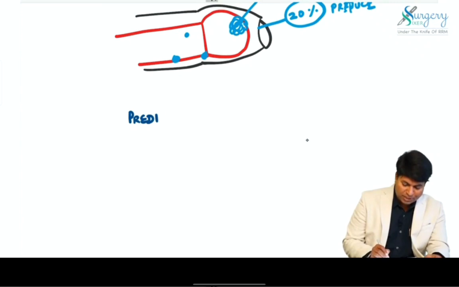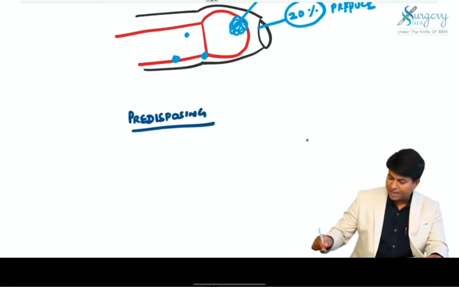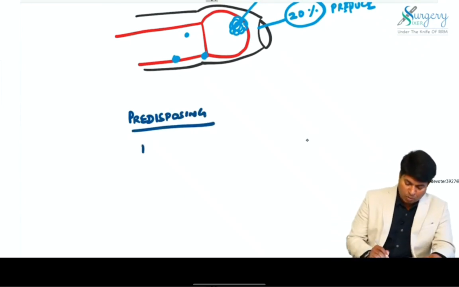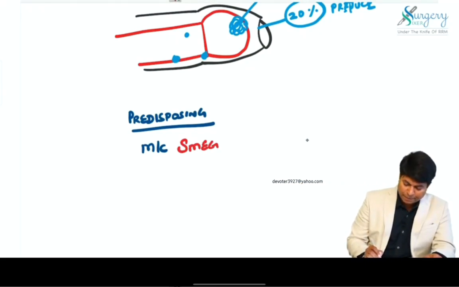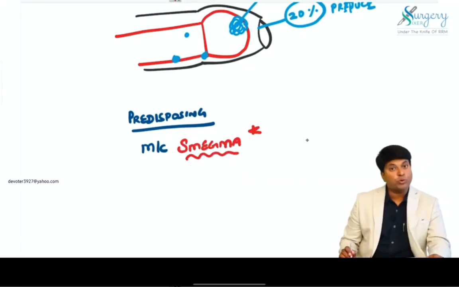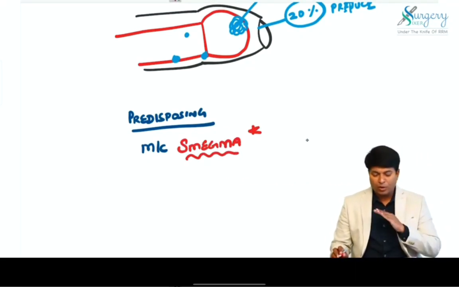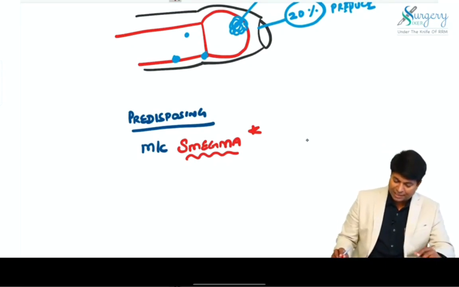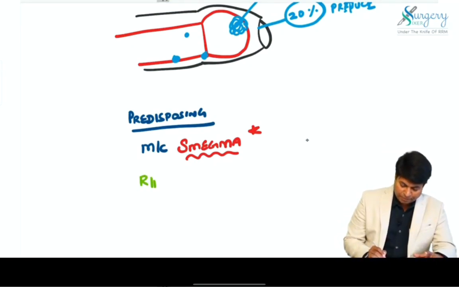So what are the predisposing conditions? That's a very important point you should know in cancer penis. The most common predisposing condition, as I told you, is smegma. Smegma is the most important predisposing condition you should know. That is why I told you circumcised Jews have no risk of cancer penis, because they never have smegma collected. That is the first point you should not forget.